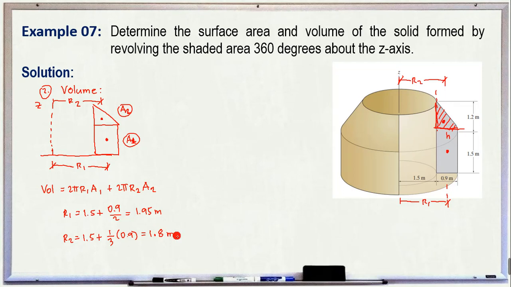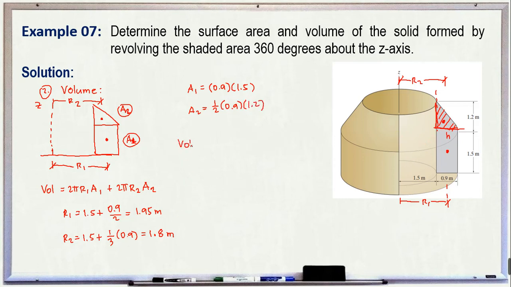Now, how about the areas? For area 1, very simple. We have length times width, so 0.9 times 1.5. And also for area 2, we have 1/2 the base. You can use either of these two sides because both are perpendicular to each other. So we have 0.9 times the height of 1.2.